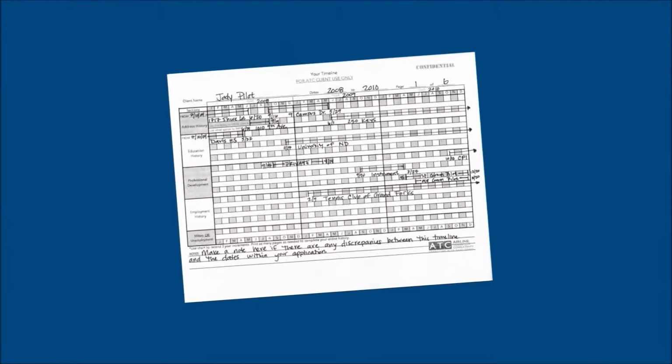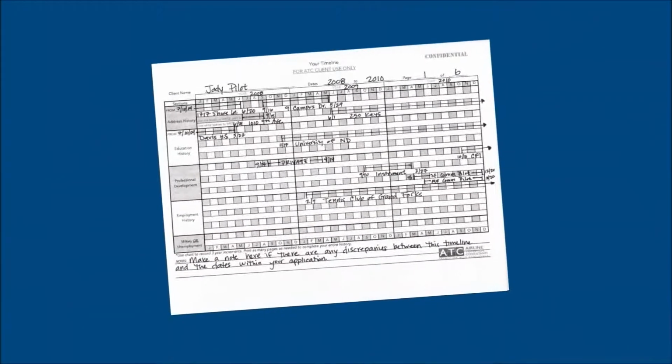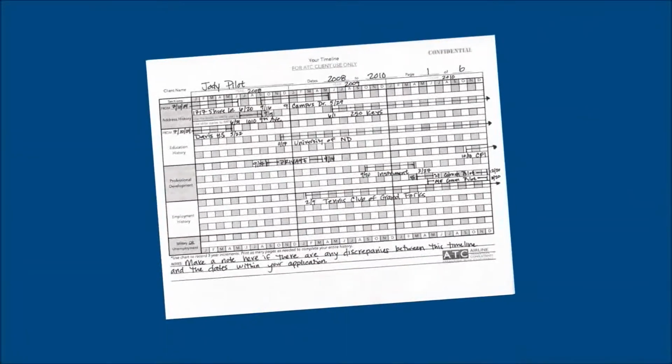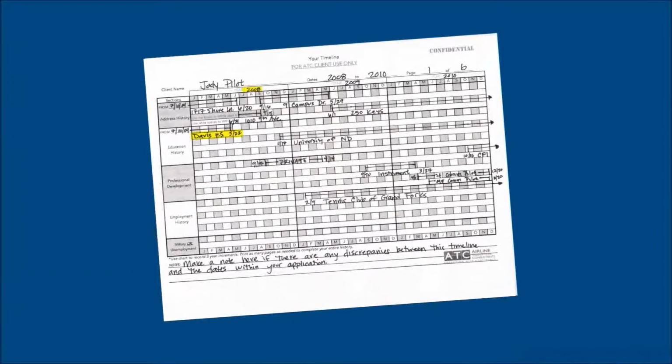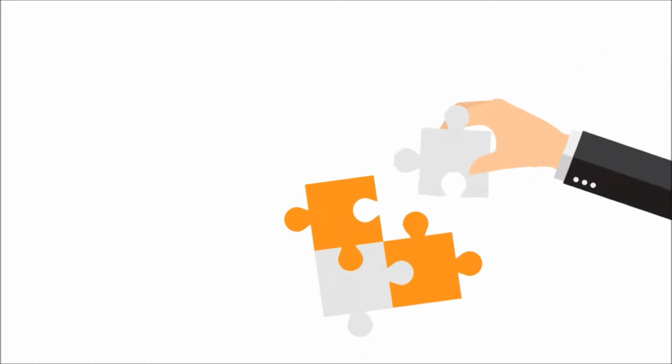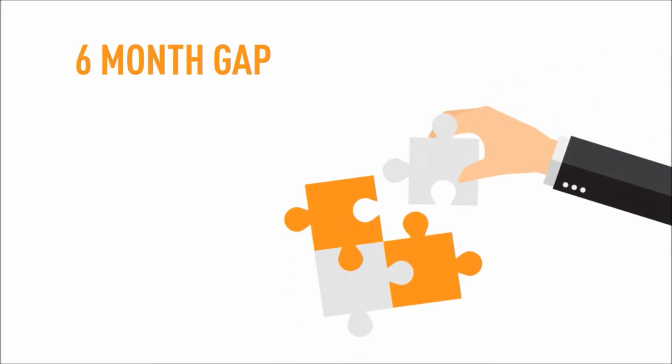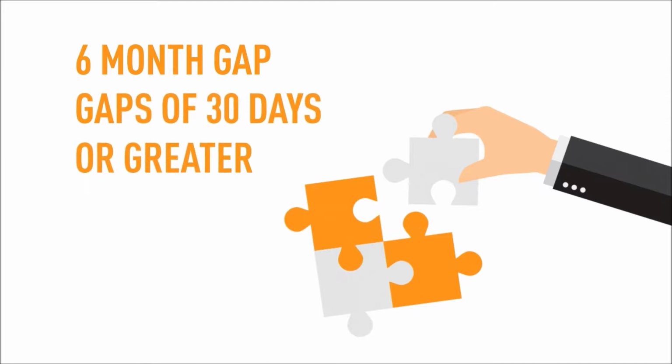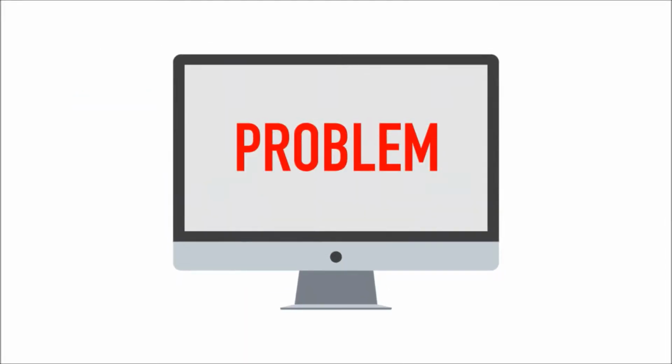Let's talk a little more about gaps in your application. In this example, Jody Pilot graduated from high school on May 22nd of 2008, and then went off to the University of North Dakota on November 17th of 2008. There's a 6-month gap of unaccounted for time in her education history section that is greater than 30 days. That could be flagged in the computer program and cause a problem.